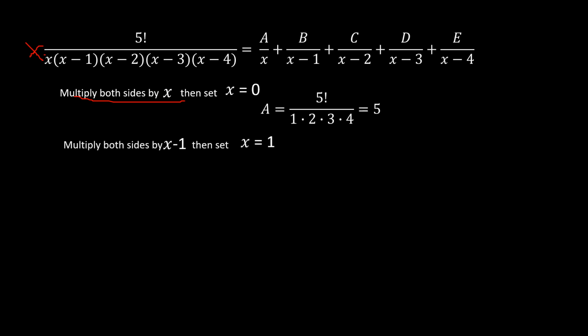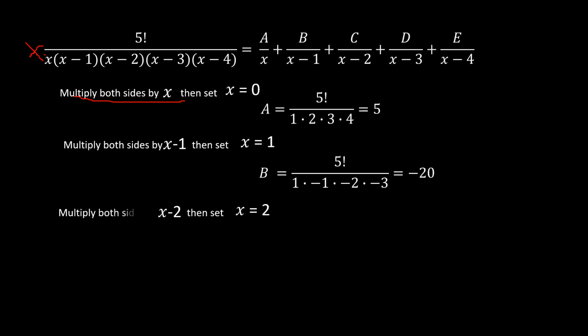To extract b, again you multiply both sides by x minus 1, and then set x to 1, and the terms that don't have an x minus 1 factor cancel out. Those terms tend to 0, and so b now becomes 5 over, since the x minus 1 term gets cancelled, 1 minus 2 is negative 1, so negative 1 times negative 2 times negative 3, so b becomes negative 20.